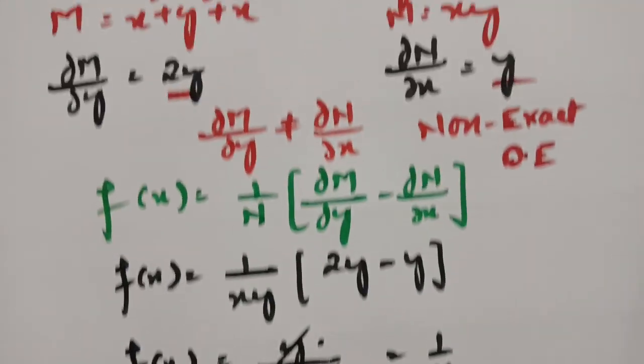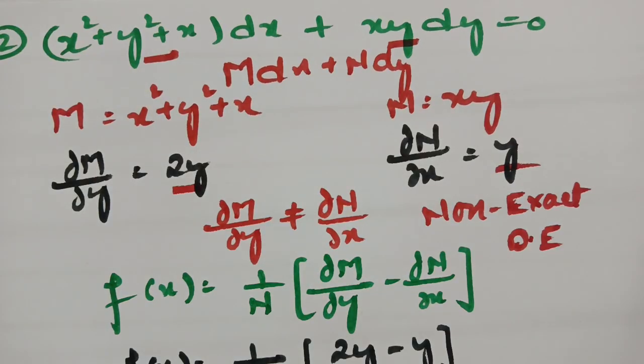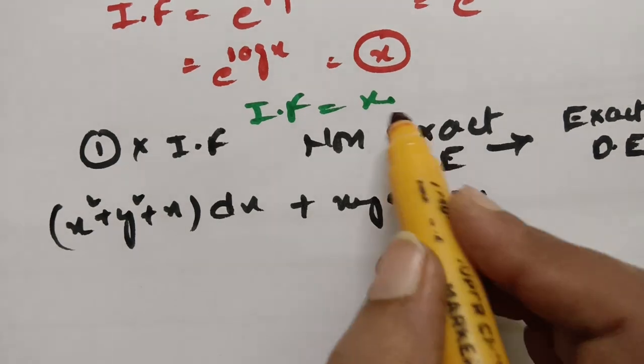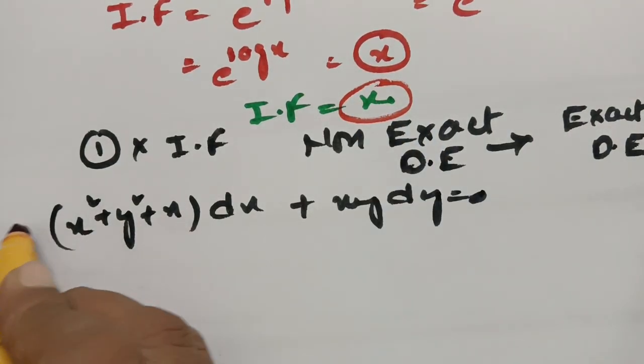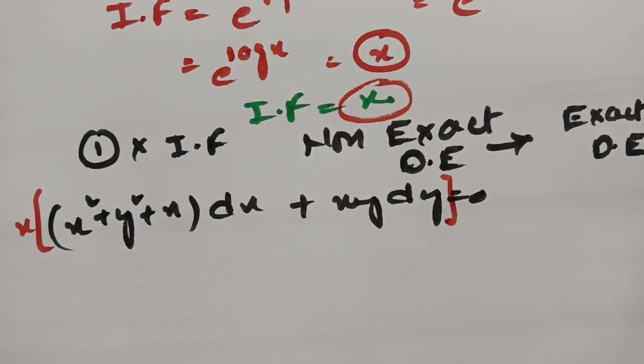So what is equation 1 here? Equation 1 is (x² + y² + x) dx + xy dy = 0. This is our equation 1, and now I am going to multiply throughout the equation with the integrating factor, that is x throughout. And now this is going to become an exact differential equation.